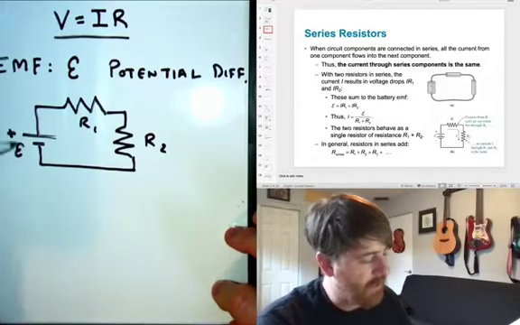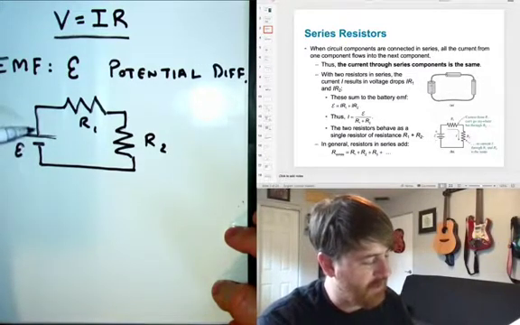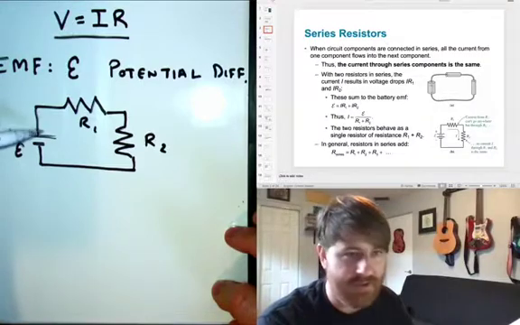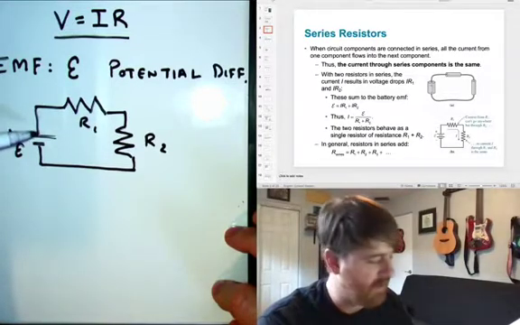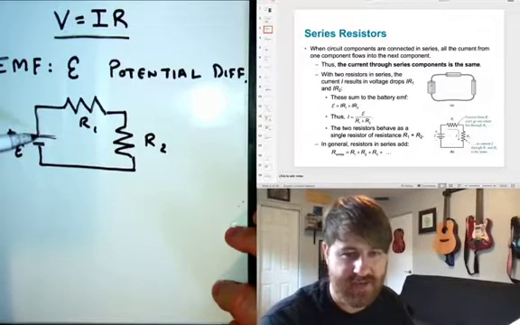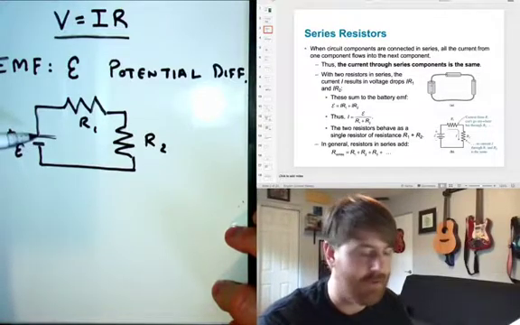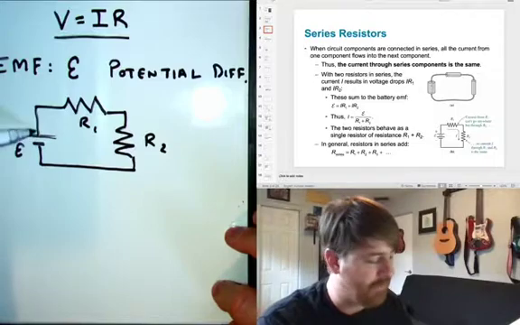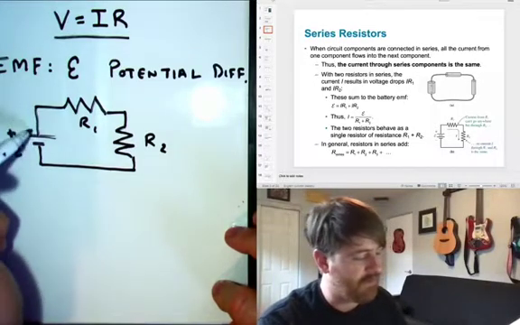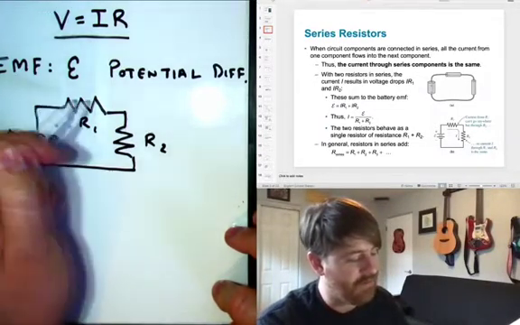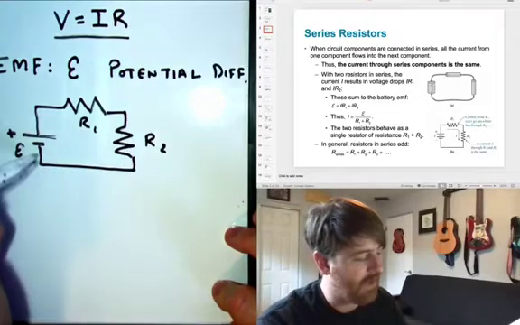The EMF, the battery, lifts the charges up to higher potential. So if this is the positively charged side of the battery, it will bring more positive charge to that side. It's doing work against the electric field. Now that there's an excess of positive charges, those positive charges will flow through the resistors and back down to the negative side of the battery.